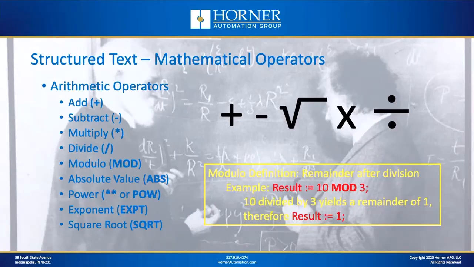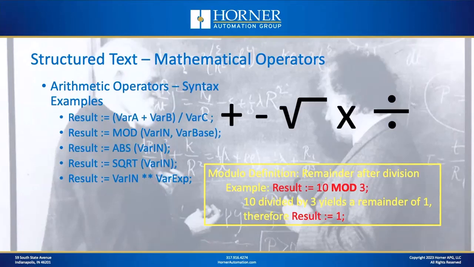Absolute value. In some cases, you really don't care about whether a result of a calculation is positive or negative. You're just interested in knowing the magnitude of that. How far away from zero is it? So absolute value, of course, is the way we can calculate that. And of course, there's exponents and square roots, all available as our basic arithmetic operators.